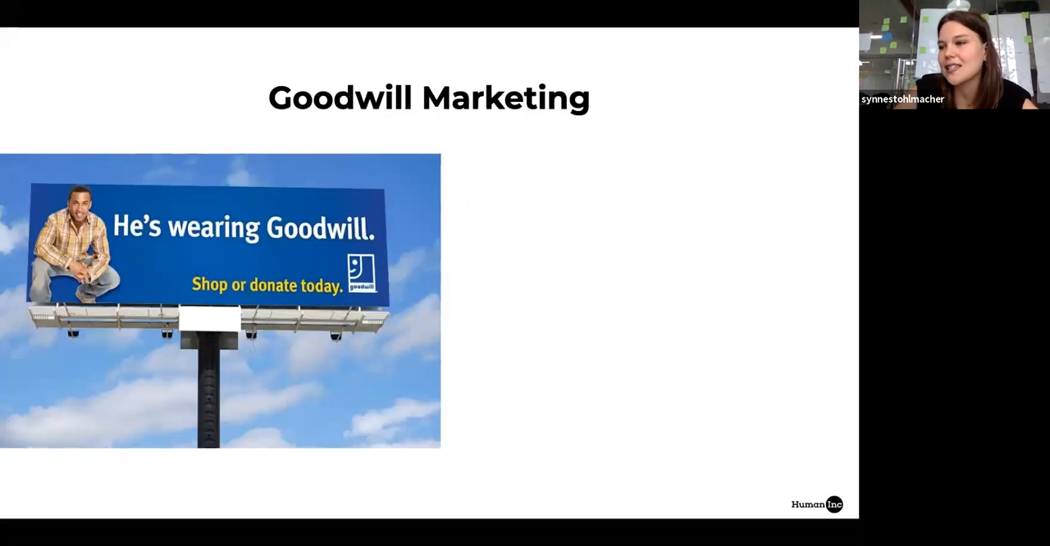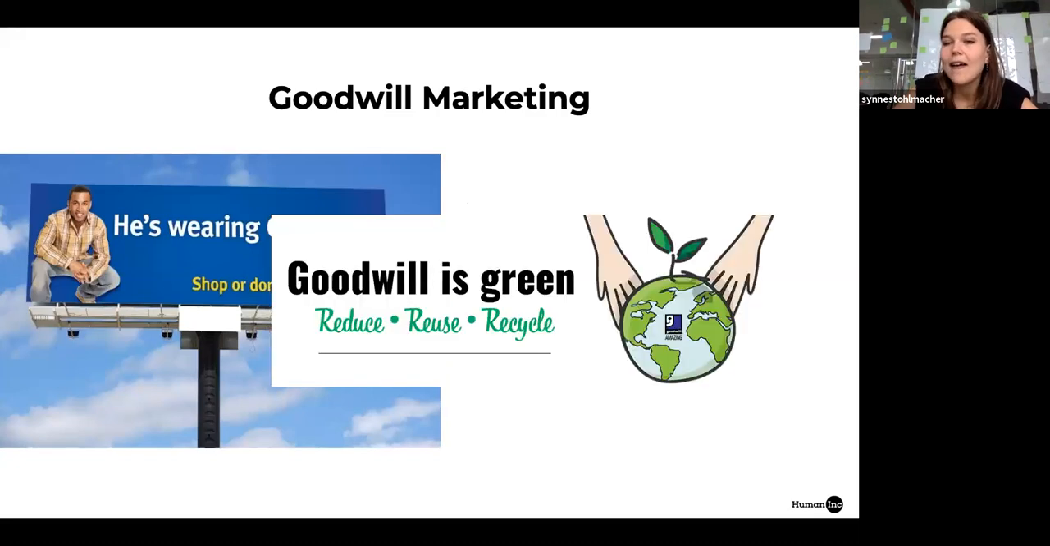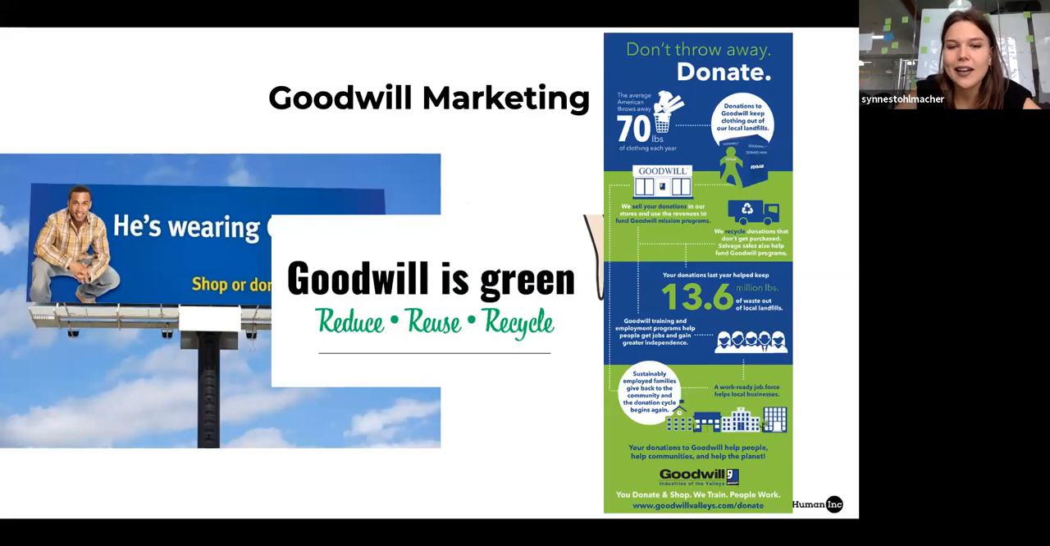So Goodwill has a very basic marketing. But they have a lot about both the environment, and also about donating, as well as shopping. So you can see that there are very strong, powerful campaigns, both related to how you can contribute, how you can make a difference, but also related to the environment.